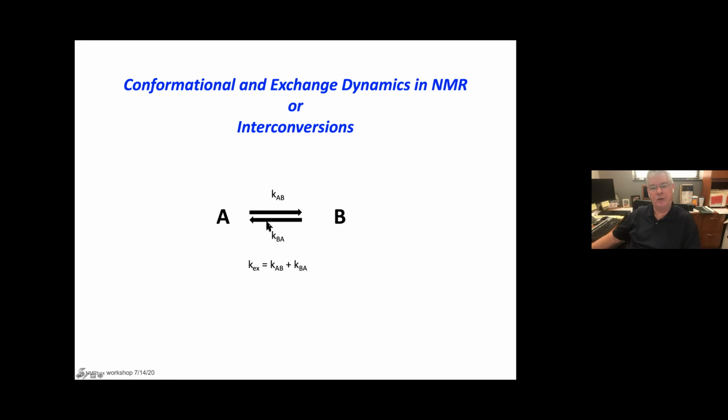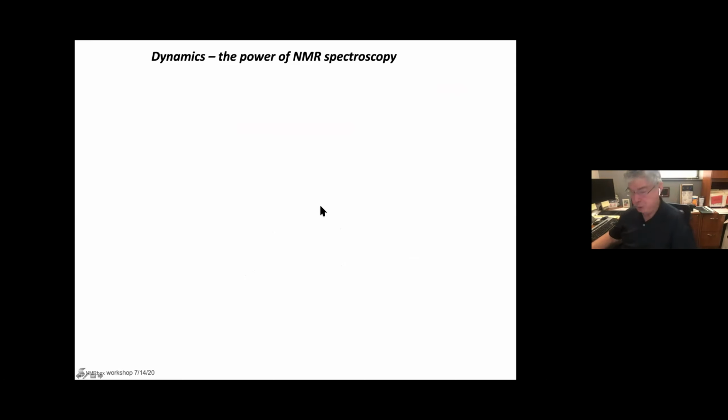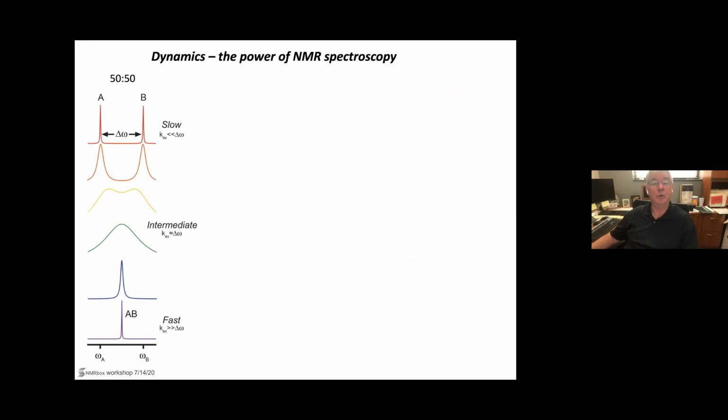So if you look at this state, A going to B, you can write KEX as this equation, and what you want is to get that exchange time between A and B. You'd like to know something about the population of B, and what drives this is the difference in chemical shift between the A and B states. If you have a change in chemical shift, then you have accessible all of these parameters to understand this process. So dynamics is, I think, one of the most amazing and powerful tools in NMR spectroscopy.